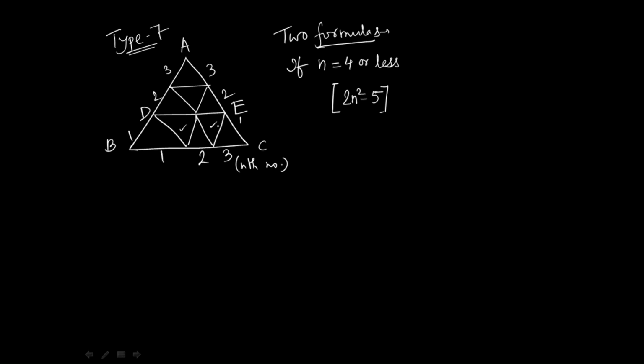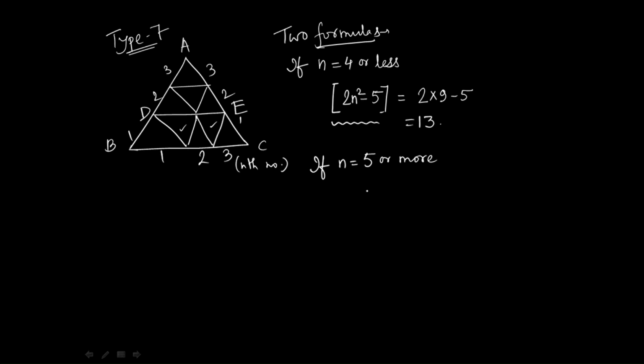So how many triangles are there inside this? If n is equal to 3, then it is 2 into 9 minus 5, 18 minus 5, 13. Clear? But if n is equal to 5 or more, then this formula 2n square minus 5 can't be applied. Why? Because this formula is limited till 4.